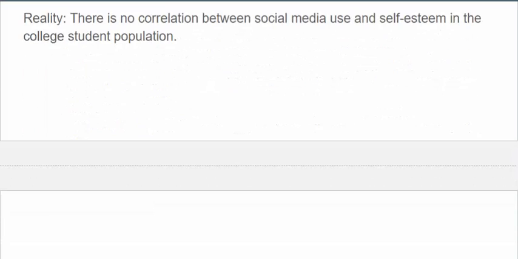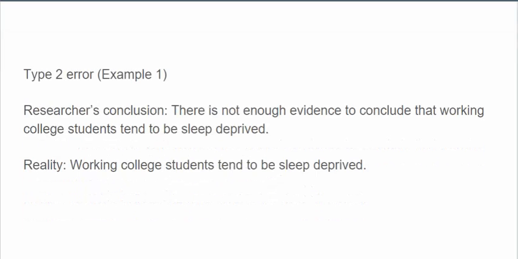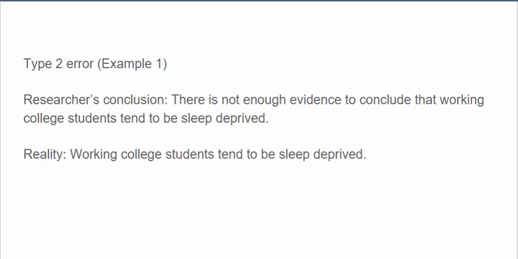Now let's look at some examples of type 2 error. Let's imagine that a person gathers some data and concludes that there isn't enough evidence in my data set to conclude that working college students are sleep deprived. And that's retaining the null hypothesis. And let's also imagine that the reality is that working students do actually tend to be sleep deprived, and the data set simply didn't show it. The data didn't pick up on it. Well, that would be a type 2 error because something is actually happening, but the data simply failed to pick up on it. The data failed to show any convincing evidence for it.